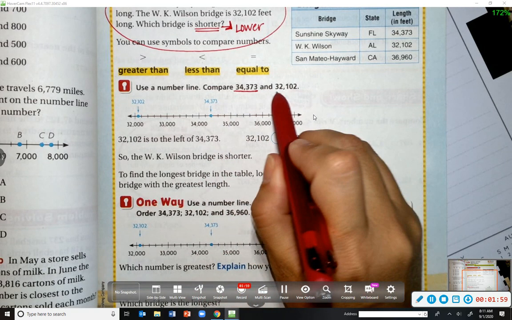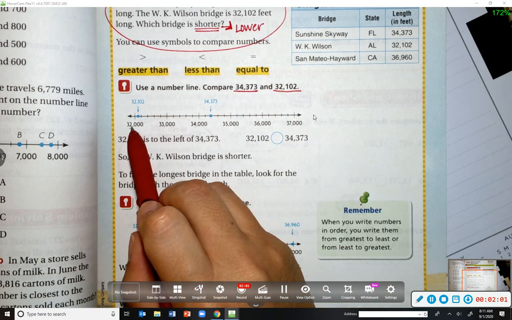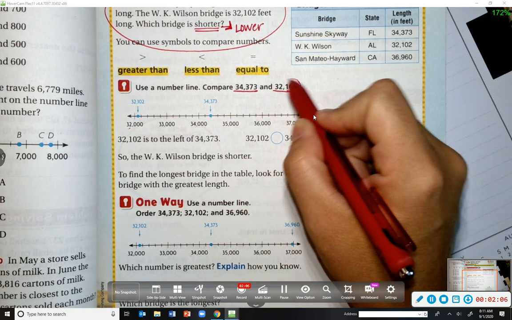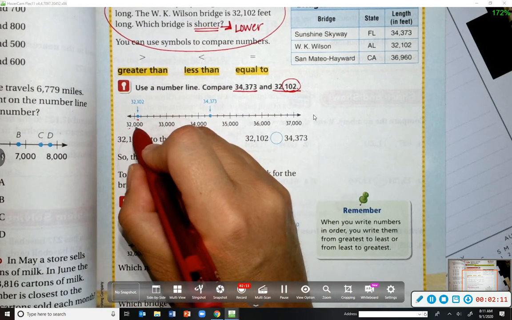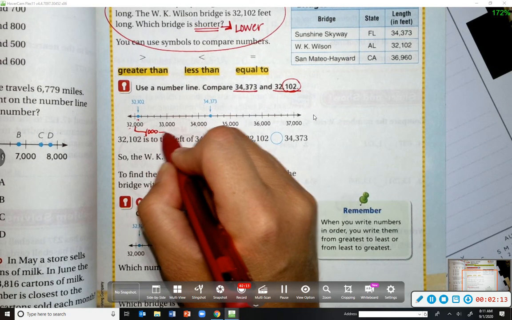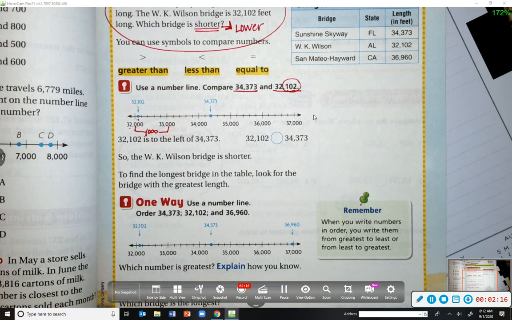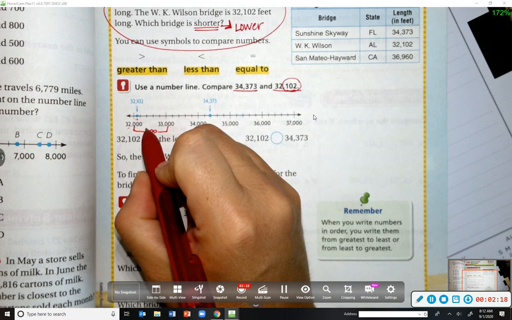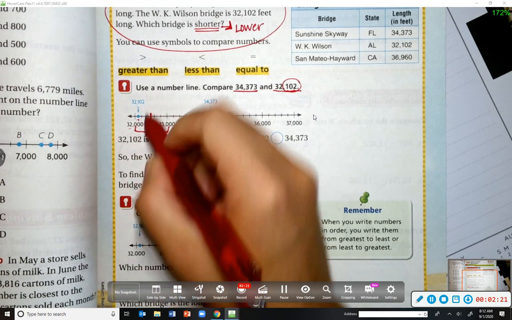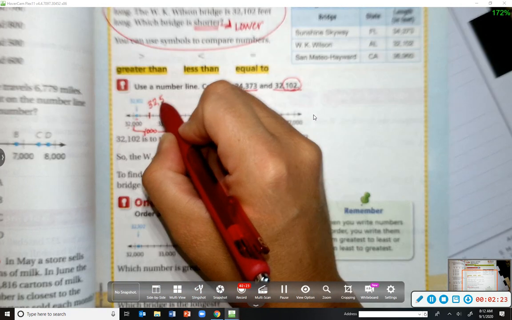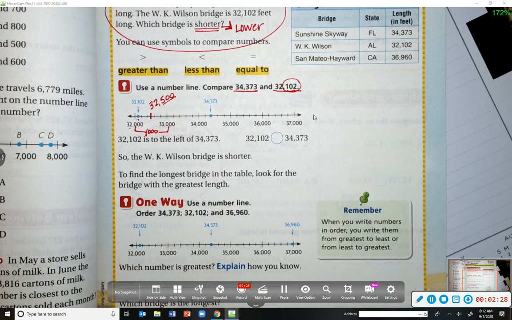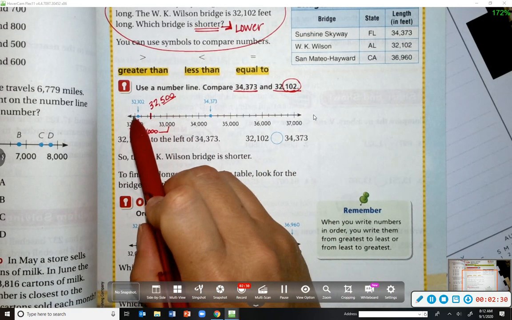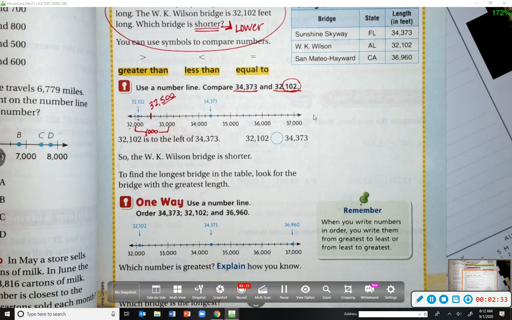Now 32,102. It is going to be really close to 32,000 because it's only about 100 away from that. And remember, the space in between these two numbers is 1,000 because it's skipping by thousands. So right in the middle, you may be wondering, would be 32,500 because 500 is half of 1,000. So we definitely want it to be to the left of that and really close to 32,000.